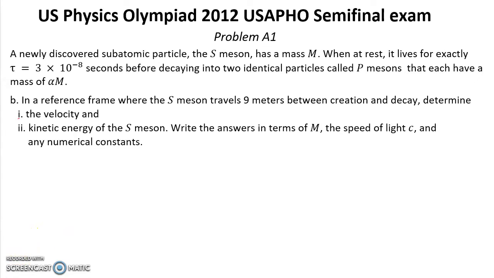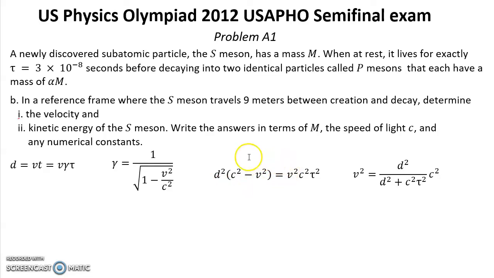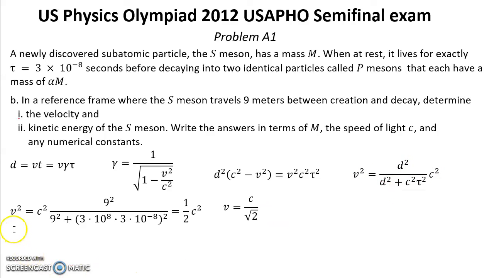Question B. In a frame of reference where the S meson travels 9 meters, we have distance d equal to speed multiplied by time, and time equal to gamma multiplied by tau, which is the time in the frame of reference of the S meson. So gamma is the time dilation factor. And we just need to solve this equation for V. So we have this equation, and after all we have V squared equal to this expression. Now let's put in numbers. After putting in numbers, we have V squared equal to 1/2 c squared. It means that V equals c over the square root of 2.